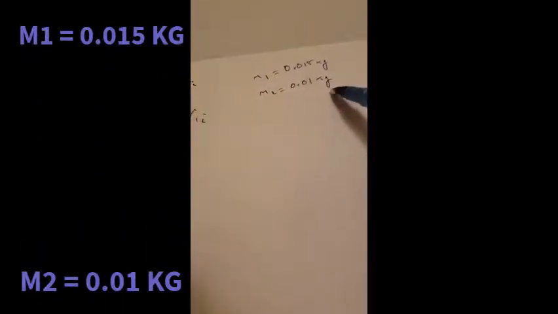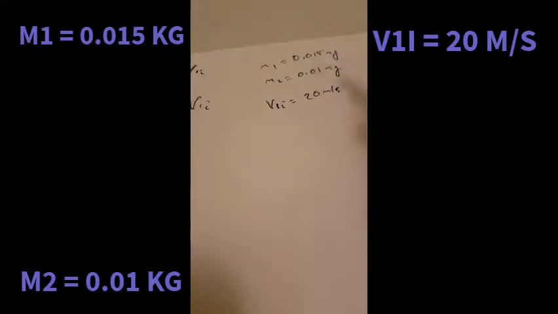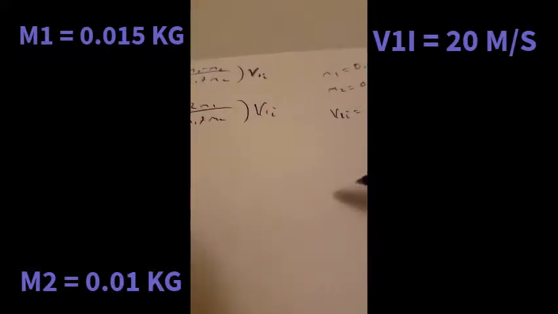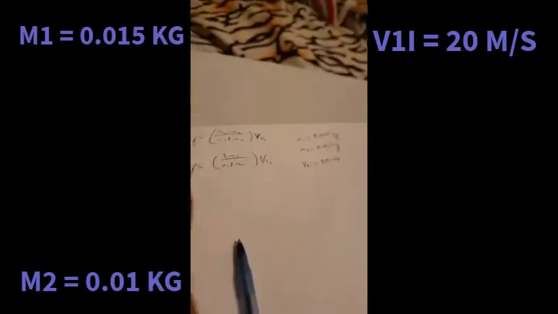Okay, so here are the masses. Let's say the mass of the first car is 0.015 kg, and the mass of the second car is 0.01 kg. And let's say v1 initial equals 20 meters per second. We don't have to write v2 initial because we know it's going to be 0 meters per second because the second body is at rest. So let's use our equations to find the final velocity of the first body.